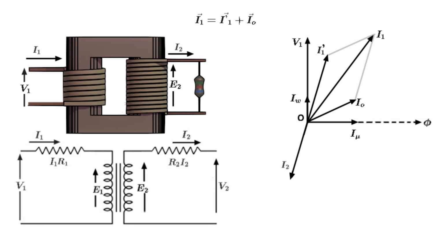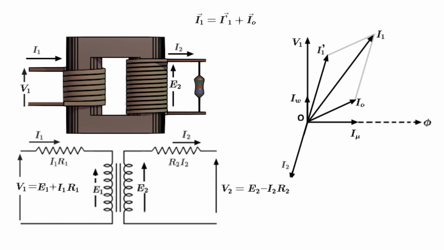Therefore, the induced voltage across the primary winding, denoted as E1, is slightly lower than the applied voltage V1 since V1 equals E1 plus I1 times R1. Similarly, in the secondary winding, the induced voltage is E2, but the terminal voltage across the load is V2 equals E2 minus I2 times R2.